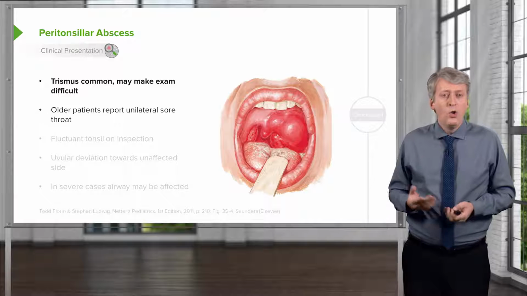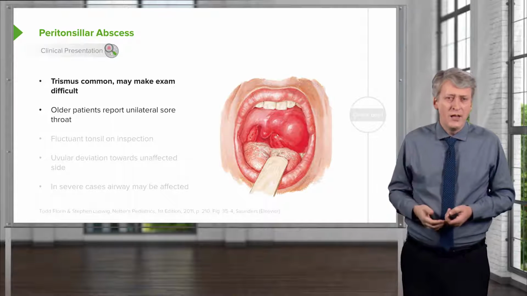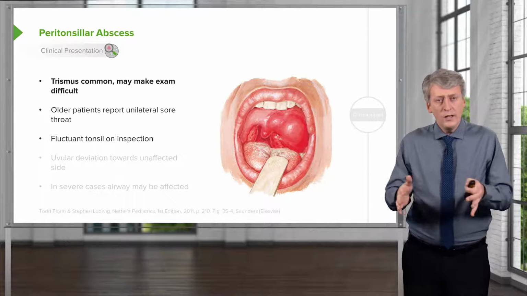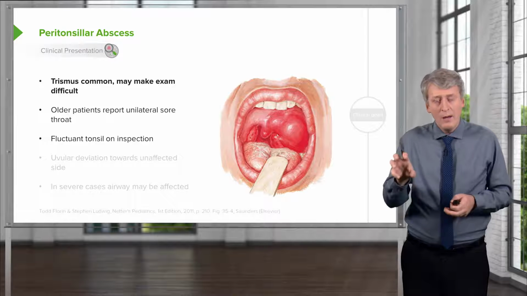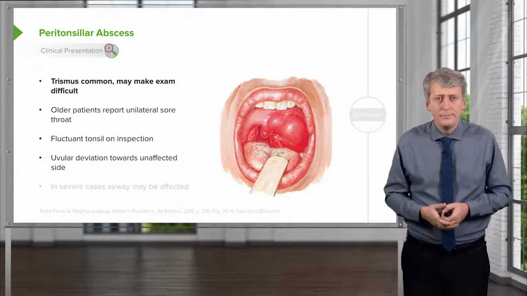Older patients will often report that they have a unilateral sore throat. It hurts on one side but not on the other. Younger patients often can't report this. When you look inside, you will notice a large fluctuant tonsil. It may have obvious pus about to rupture, or it may just be red and swollen.